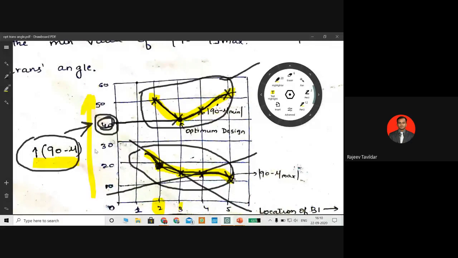Okay, so 90 minus mu must be equal to 40 degrees, that is your optimum design. Please note that this value 40, what I've got here, is just for a demonstration purpose. It is not that all mechanisms will give you this 40. Just for your demonstration purpose, I've taken these values. It can be something else also.